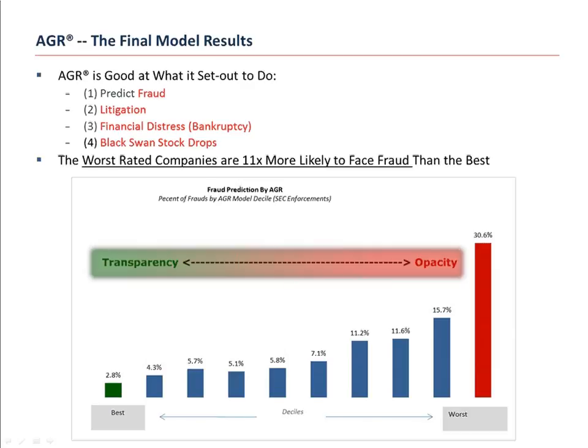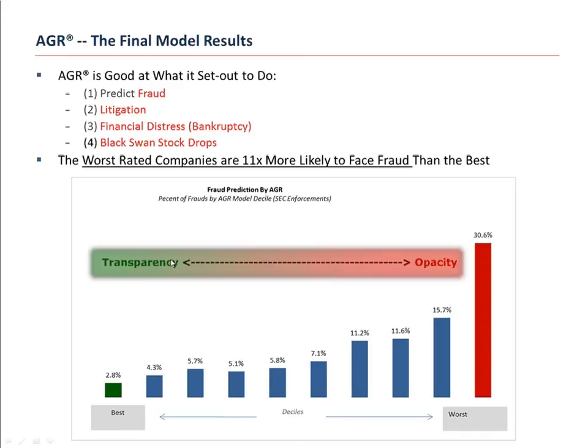With respect to SEC enforcement actions of accounting fraud, we can see in this chart that if we group AGR ratings by decile, the worst rated 10%, the red bar, represent nearly 31% of all SEC accounting frauds, while the best rated companies, this green bar, represent only 2.8% of accounting frauds. The top to bottom ratio is 11:1. Again, in English, the worst rated companies by AGR are 11 times more likely to face an SEC enforcement action of accounting fraud than the best rated companies. Also, if we take the bottom 20% of companies, these right here, we find nearly half of all the frauds.